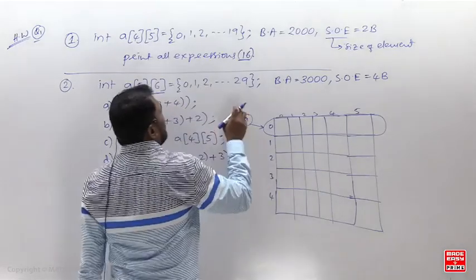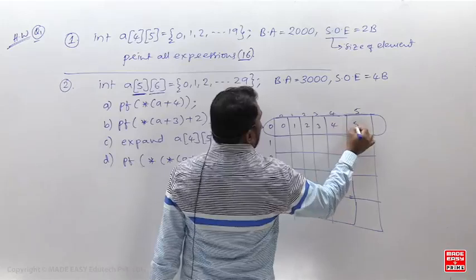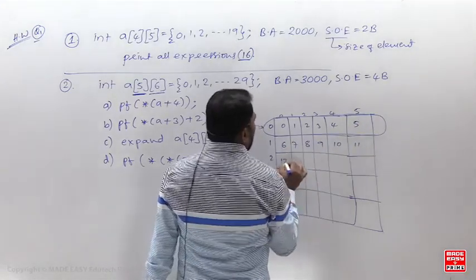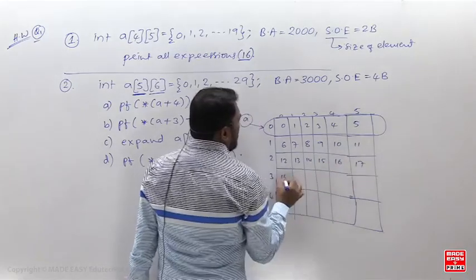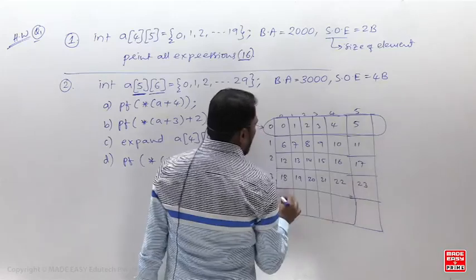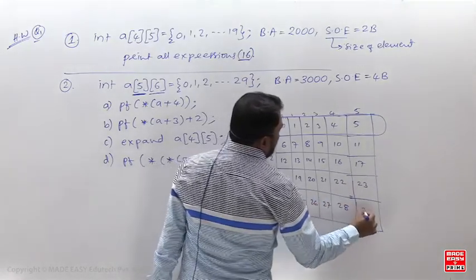So you can just give the numbering. Here 0, 1, 2, 3, 4, 5, and next 6, 7, 8, 9, 10, 11. Then 12, 13, 14, 15, 16, 17. Just a rough diagram: 19, 20, 21, 22, 23. Then 24, 25, 26, 27, 28, 29.